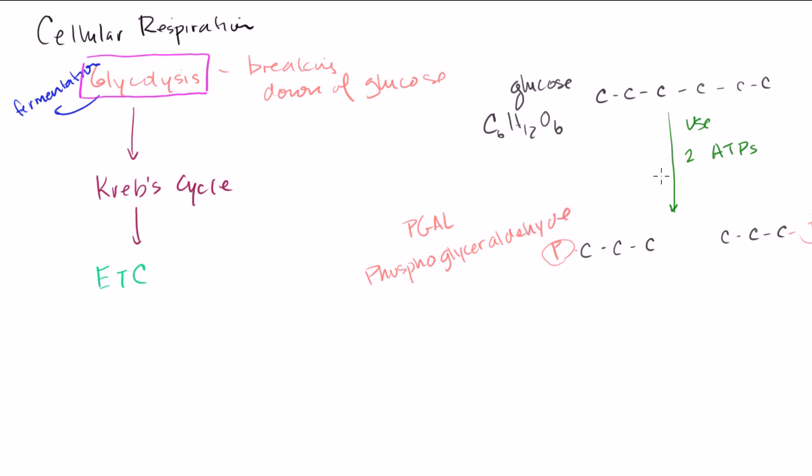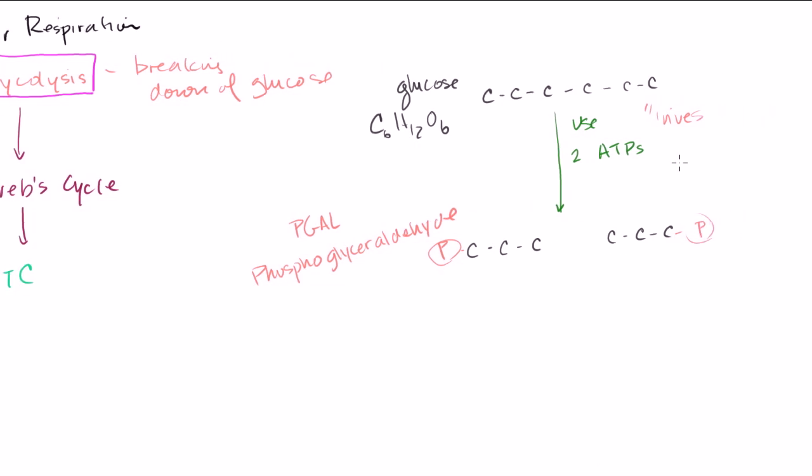All you have to know is in this first phase, you use 2 ATPs. That's why I call it the investment phase, if we use a business analogy. And then each of these 2 P-gal molecules can then go into the payoff phase.